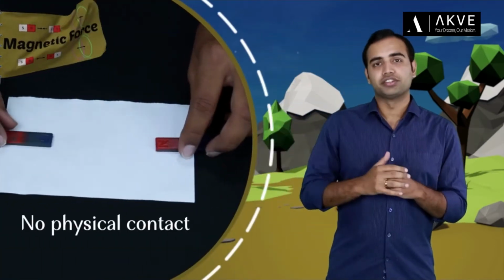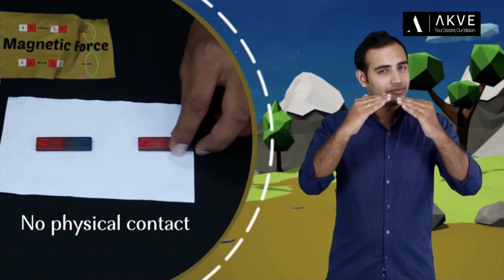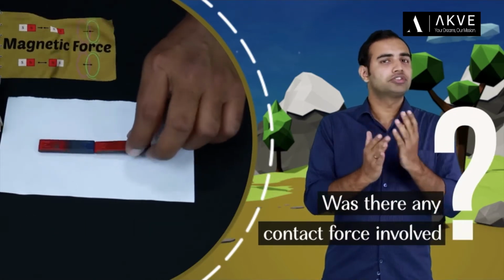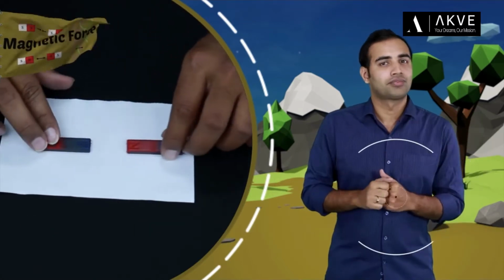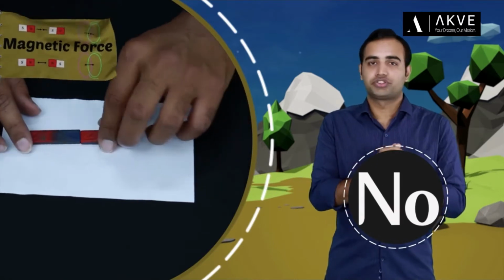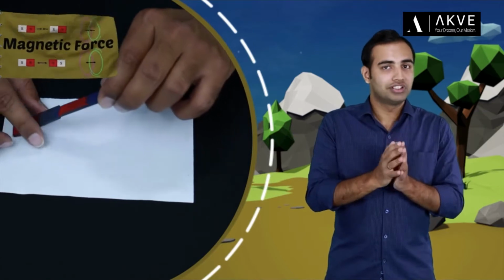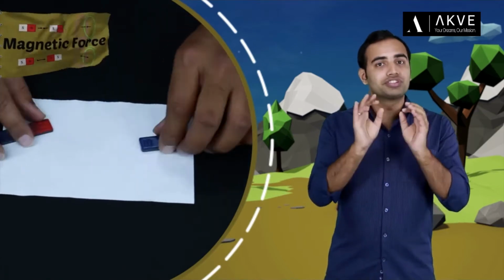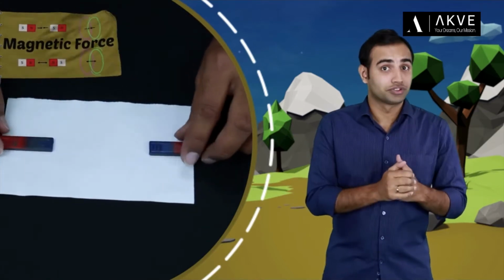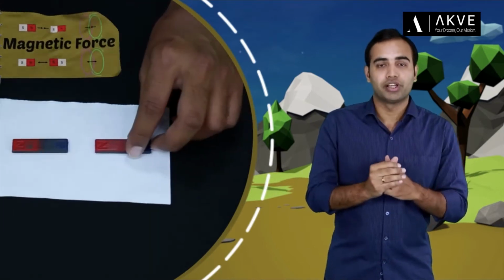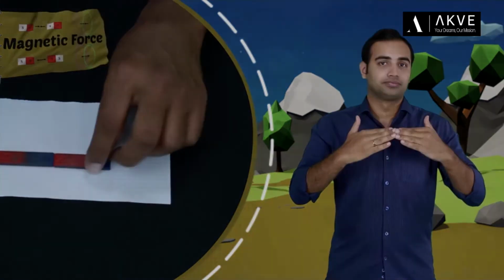Now I must hold you down here. In case of attraction, you saw that the two magnets ultimately came in contact with each other. So do you think there was any contact force involved in case of attraction? No. Don't confuse yourself into thinking that. The attractive force which ultimately pulled the second magnet towards the first was still the non-contact magnetic force. There was no contact force involved. In fact, the contact force came into play only when the magnets hit each other.